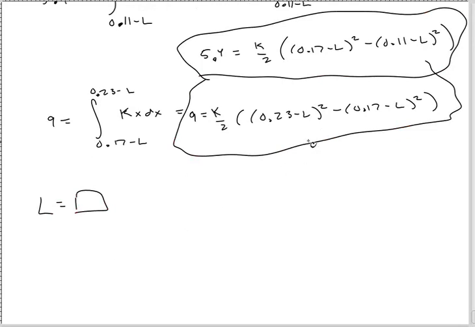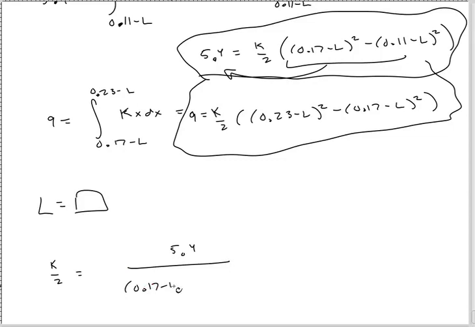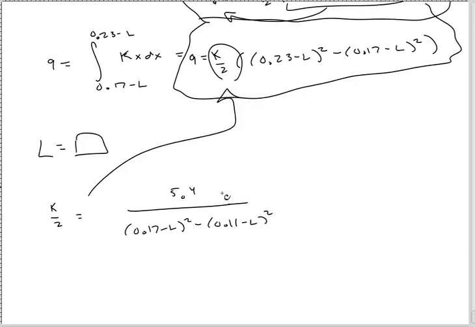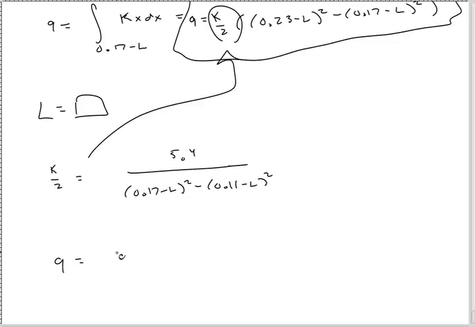So this is how I'm going to do it. It's for reals. I'm going to take all this, divide it to the other side, and solve for k over 2. Okay? And I almost don't even want to write this because it's just so long and arduous. But there is not a better way to do it. So there's that. I'm going to take this k over 2 business, I'm going to plug it in. So really we have 9 equal to 5.4 over all the stuff.